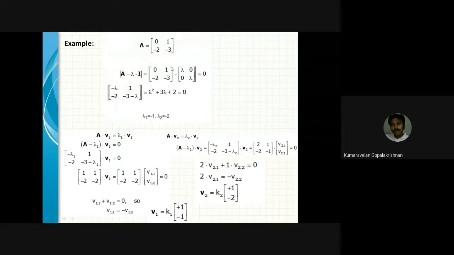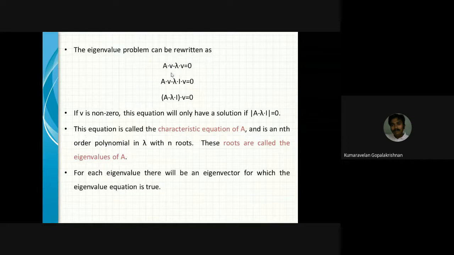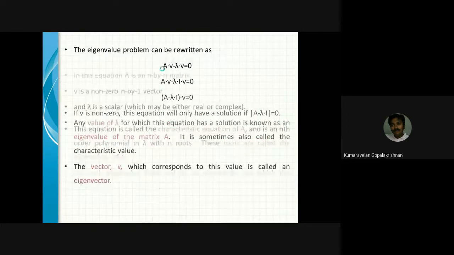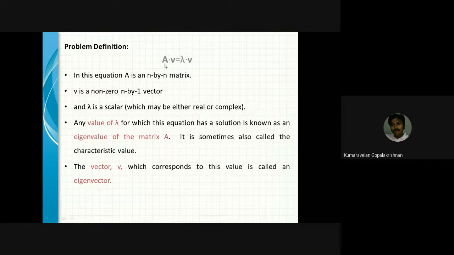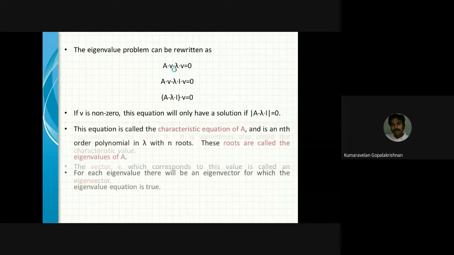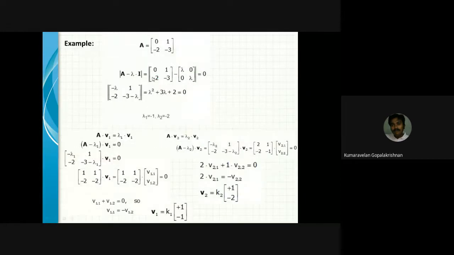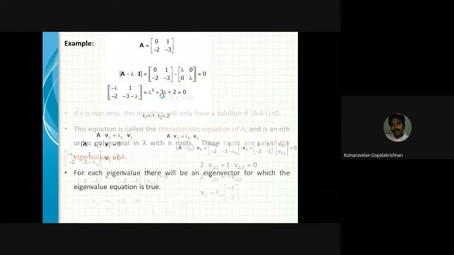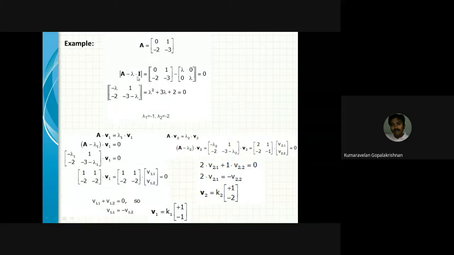Now I know the formulation. The formulation of my problem is like this: A dot V minus lambda into V equal to 0. The general notation is A dot V minus lambda V. Taking V common, A minus lambda into I equals 0. I have to find out this value. So A minus lambda into I equal to 0.